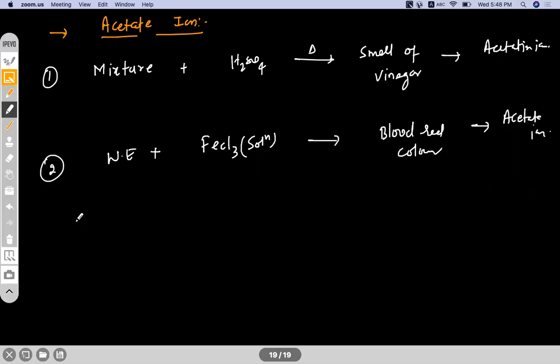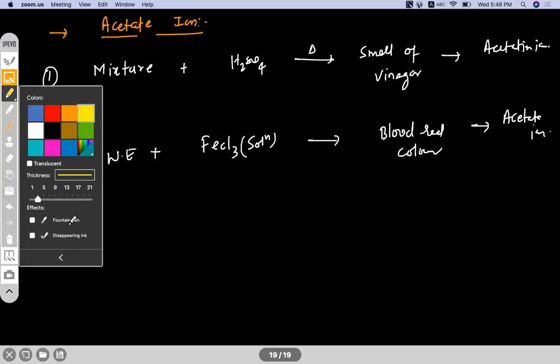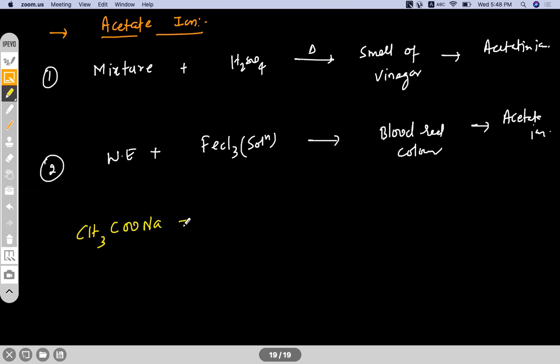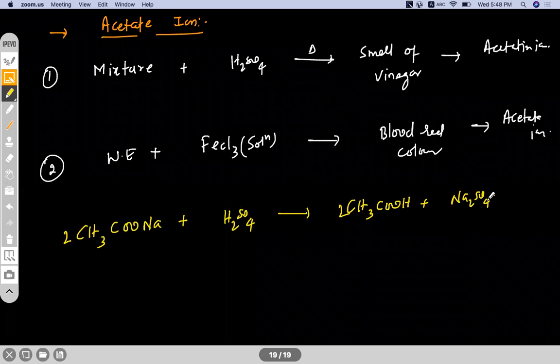The reaction is, we have CH3COONa, sodium acetate, and we add H2SO4. So it forms obviously Na2SO4 and CH3COOH. So Na2SO4 forms and CH3COOH forms, and because of this only we have the vinegar smell over here. With FeCl3, it forms blood red color.